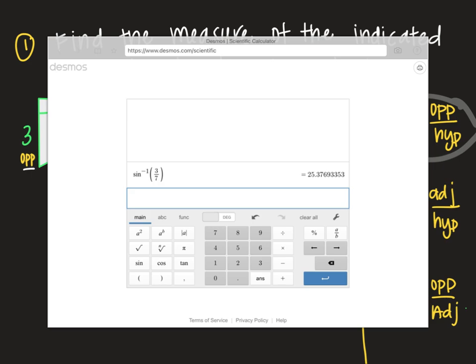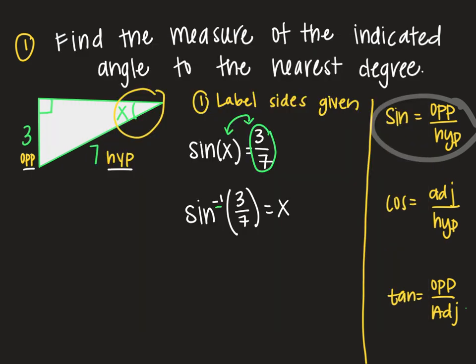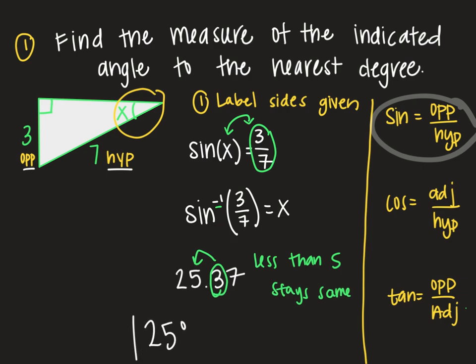Okay, so my answer was 25.37. It wants us to round to the nearest degree, so we're just going to look at this second number here. Since it is less than 5, that means that this 5 stays the same. So to the nearest degree, it would be 25 degrees.